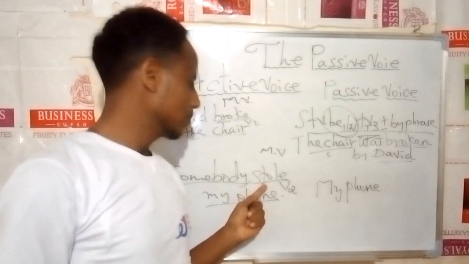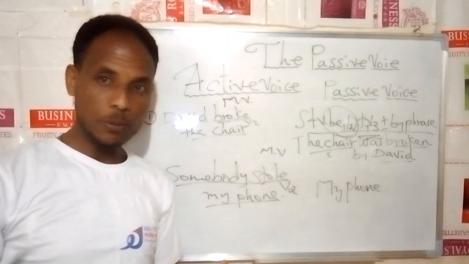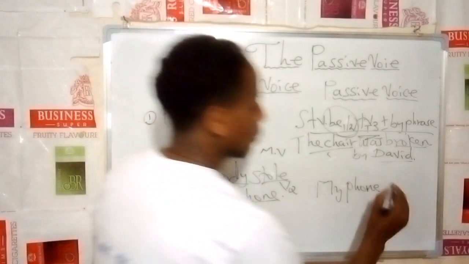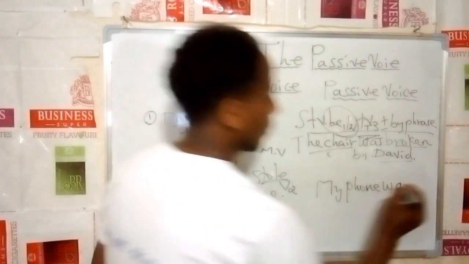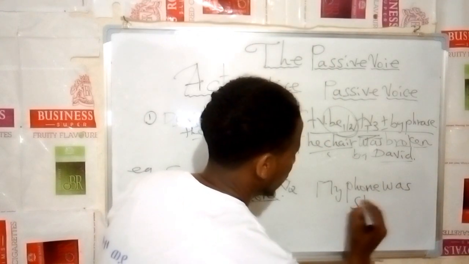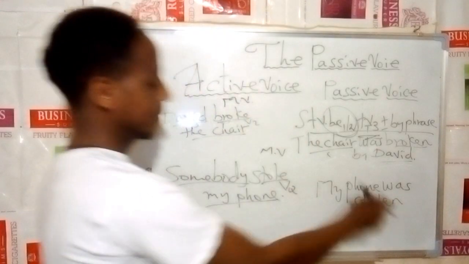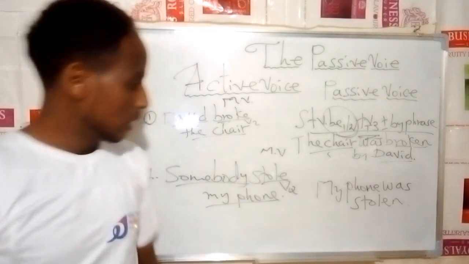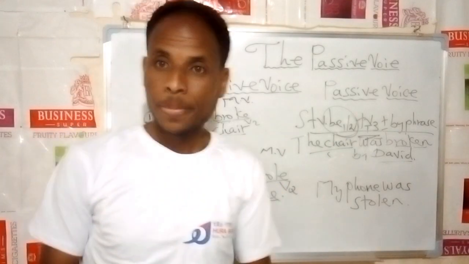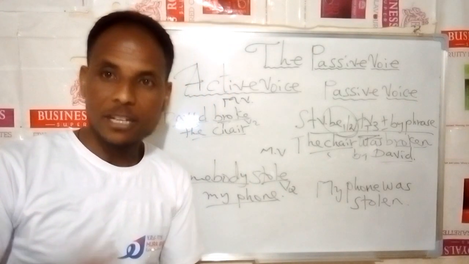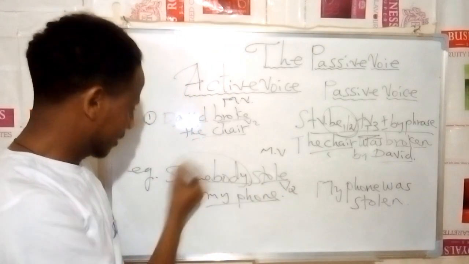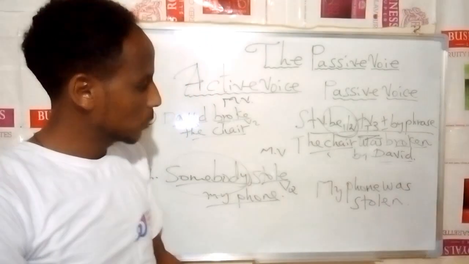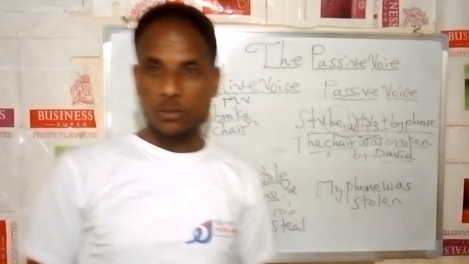So the main transitive verb is stole, the past simple form of steal. So I must use was. Phone is singular. Was stolen. Stolen is the past participle form of the main transitive verb steal. No need of adding the doer of the action, because the doer of the action in the active voice is an indefinite pronoun. That is not clear. Even though it is not clear, we are not supposed to give the by phrase in the passive voice. My phone was stolen.